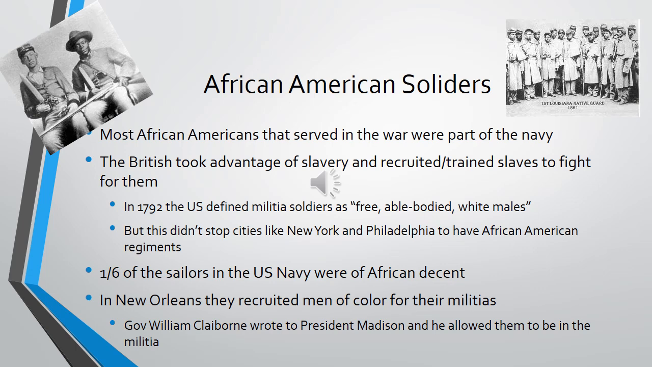One sixth of sailors in the U.S. Navy were of African descent during this war. In New Orleans, they recruited men of color for their militia. Governor William Claiborne wrote to President Madison, and he allowed them to be in the militia.